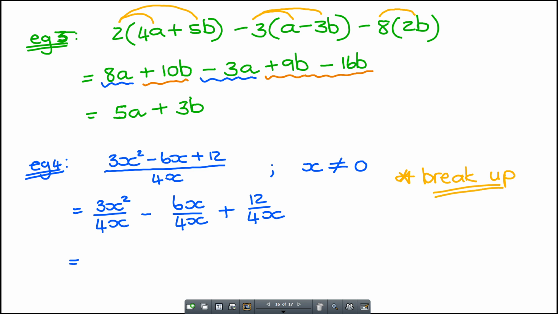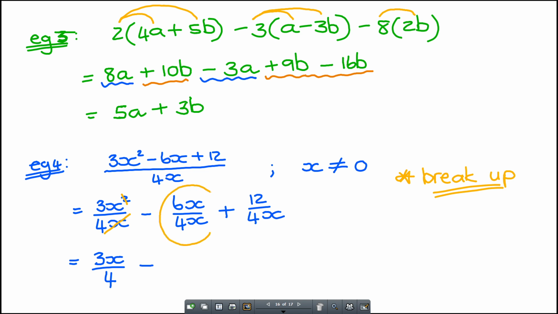Okay, now, once we've broken it up, have a look at this one. That fraction, how many terms at the top? 1. How many terms at the bottom? 1. So am I allowed to cancel out there? Yes. Okay, so let's cancel out. The x at the bottom will cancel out with one of those x's at the top. Do you guys agree? So what do I have there? 3x over 4. Okay, then minus.